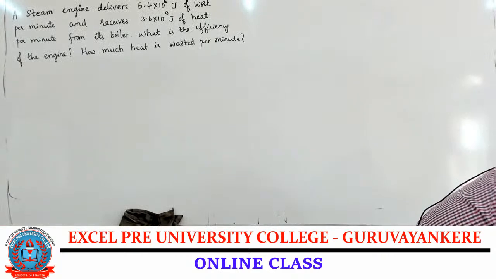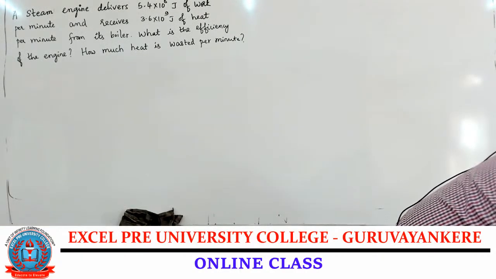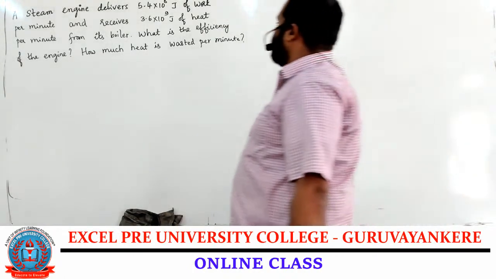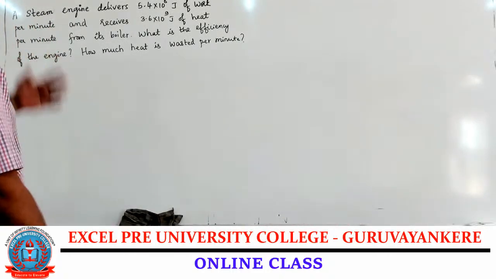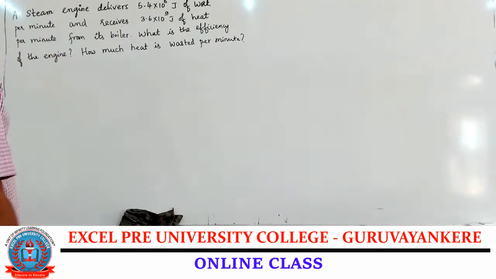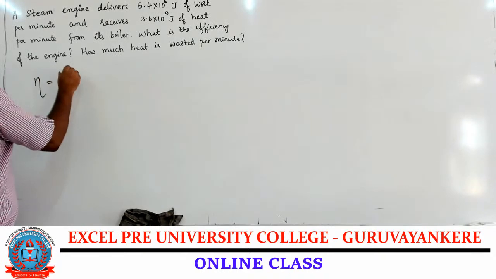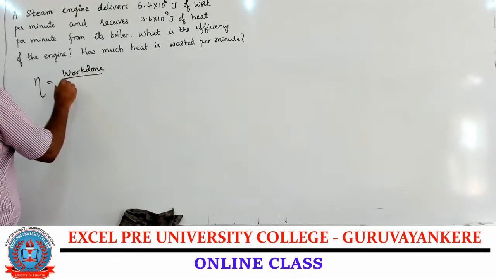A steam engine delivers 5.4 into 10 to the power 8 joule of work per minute and receives so much of heat, 3.6 into 10 to the power 9. What is the efficiency? Efficiency is work done by energy input.